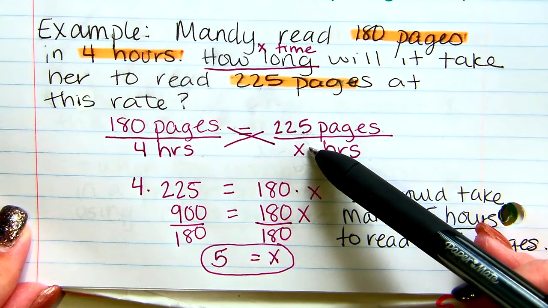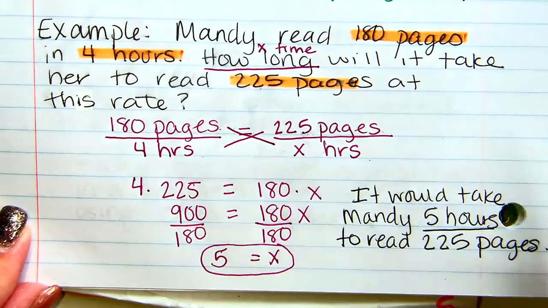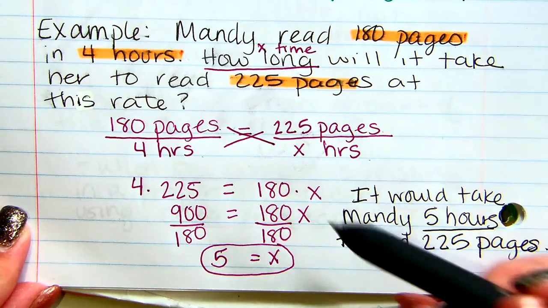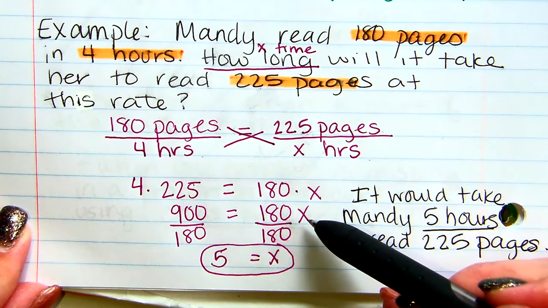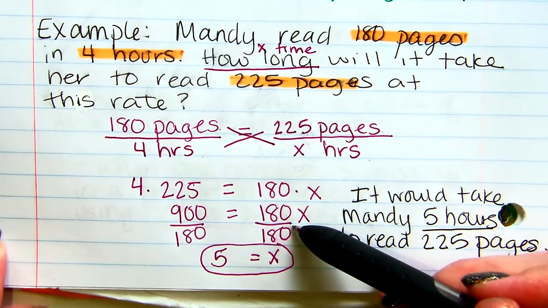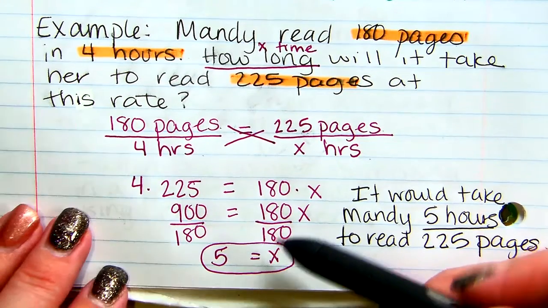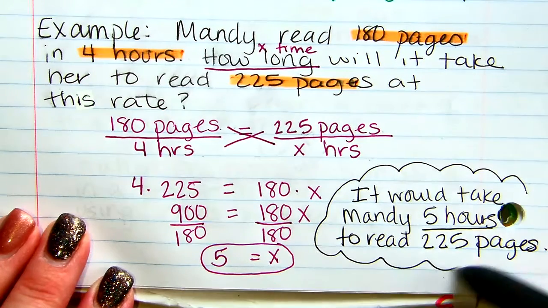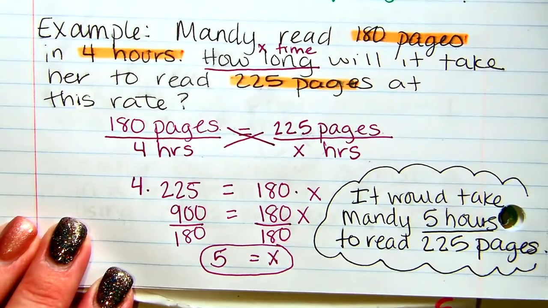We used our cross products, or our cross multiplication, to solve. So we went 4 times 225, 180 times x. 225 times 4 is 900, so we get 900 equals 180x. Then we divided by 180, giving us x is equal to 5. And because it's a word problem, we need words in our answer. We wrote, it would take Mandy 5 hours to read 225 pages.